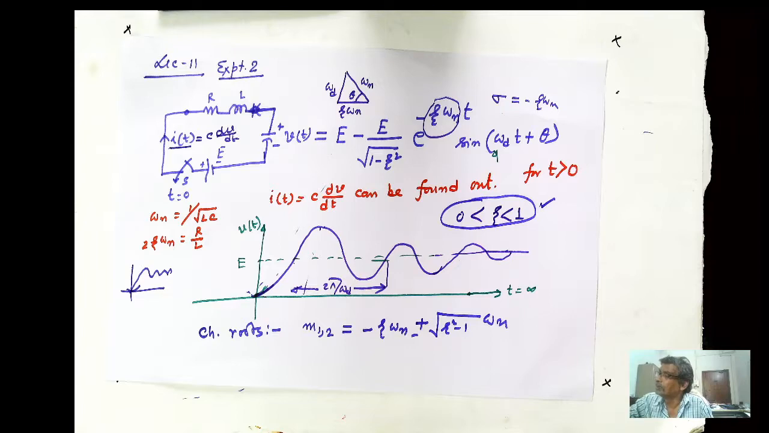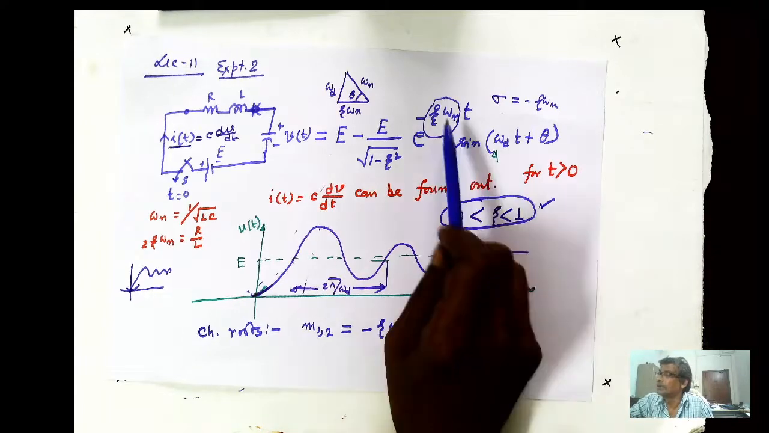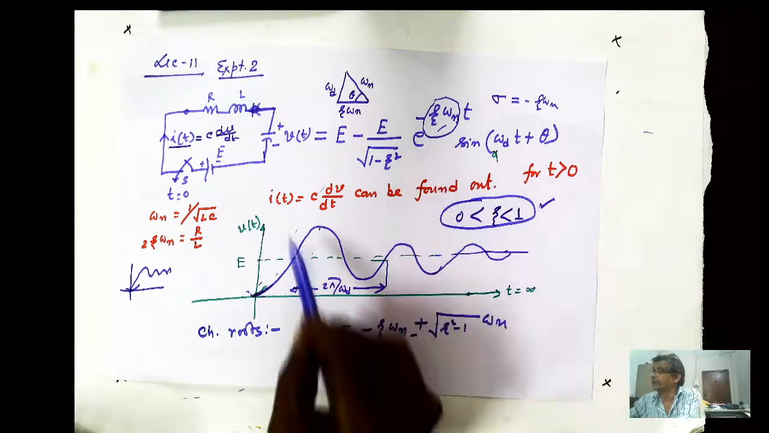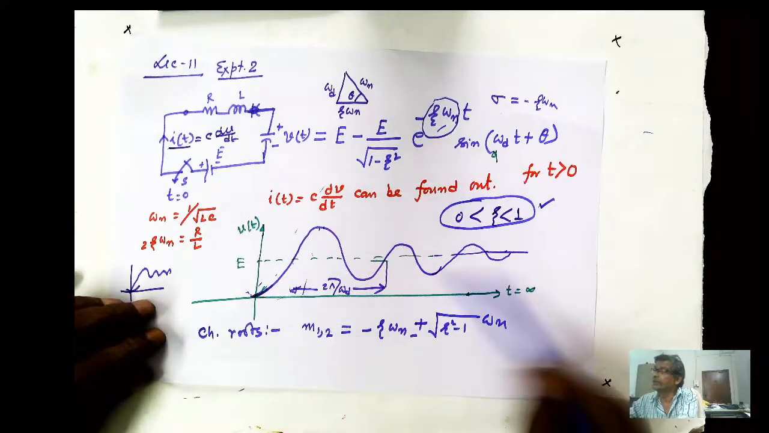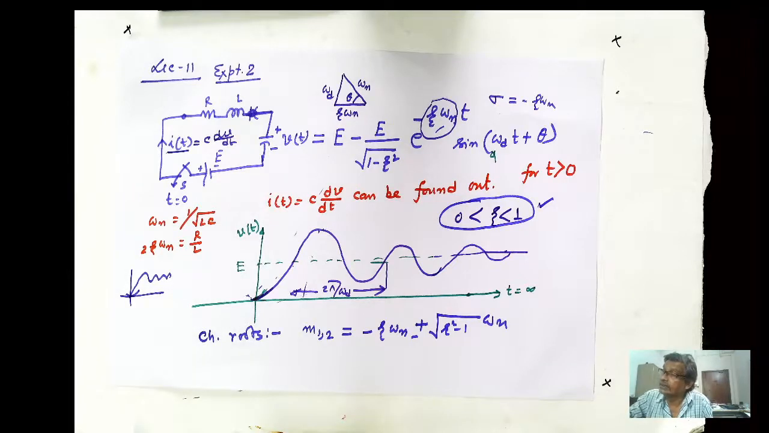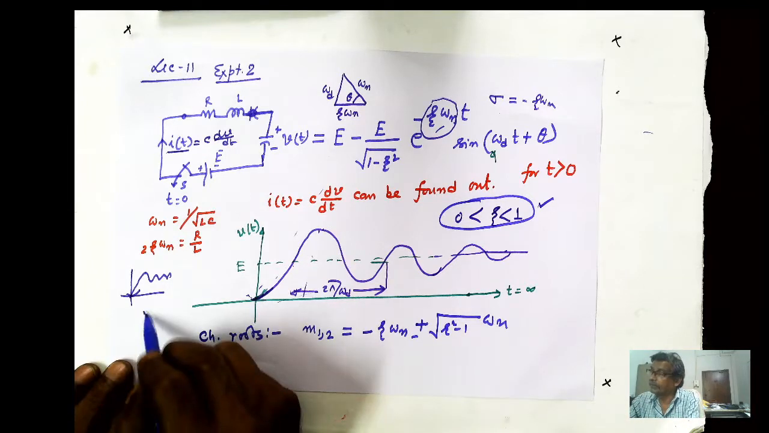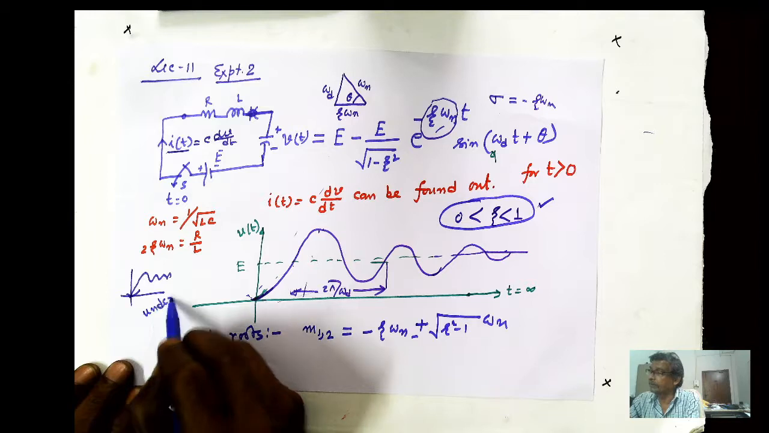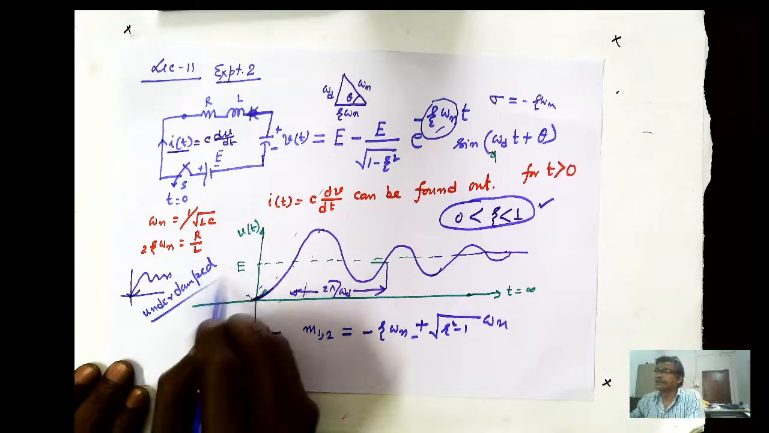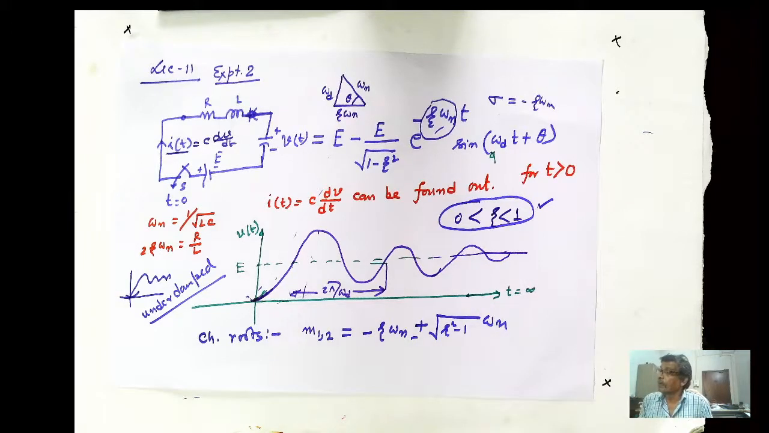Since the amplitude of the sine wave is modulated by the exponentially decaying function, it will gradually decay, and finally the voltage across the plate of the capacitor will be this E. That's all. So this system is called an underdamped system, because zeta is less than 1.